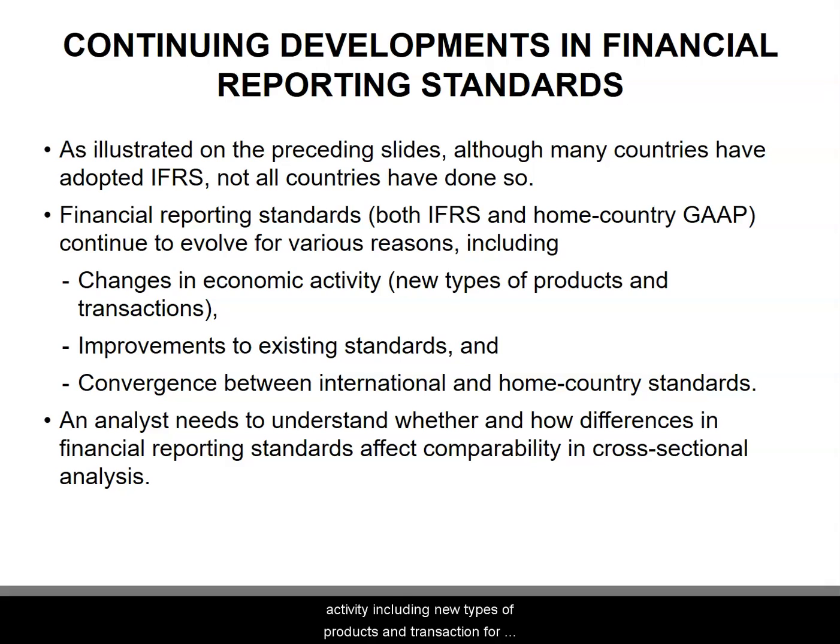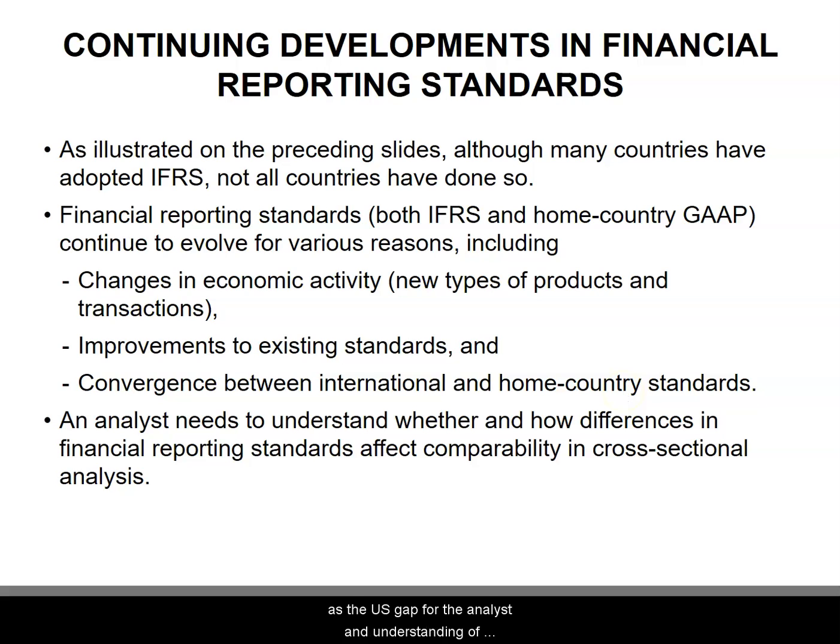These include changes in economic activity, including new types of products and transactions. For example, financial technology has resulted in new financial products as well as new types of transactions such as P2P online lending, improvements to existing standards, as well as the convergence between the International Financial Reporting Standards and the home country standards such as the US GAAP.